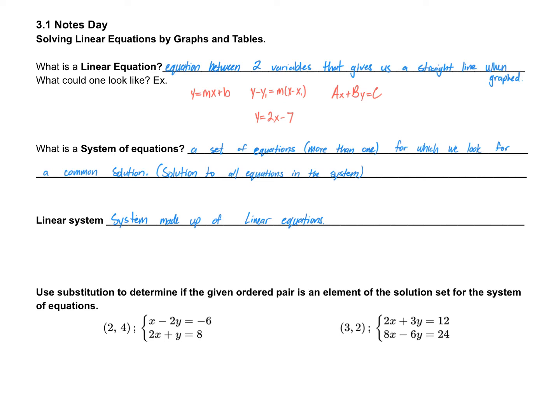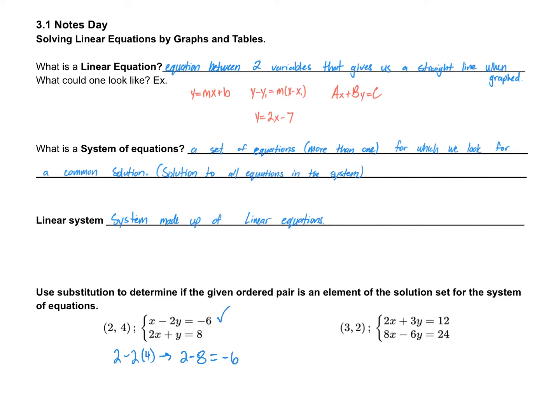So to start, I'm just going to plug 2 in for x and 4 in for y, and see if we get -6 for the first equation. So 2 for x minus 2 times y, so that'll give us 2 minus 8, which indeed gives us -6. So the first one's good to go.